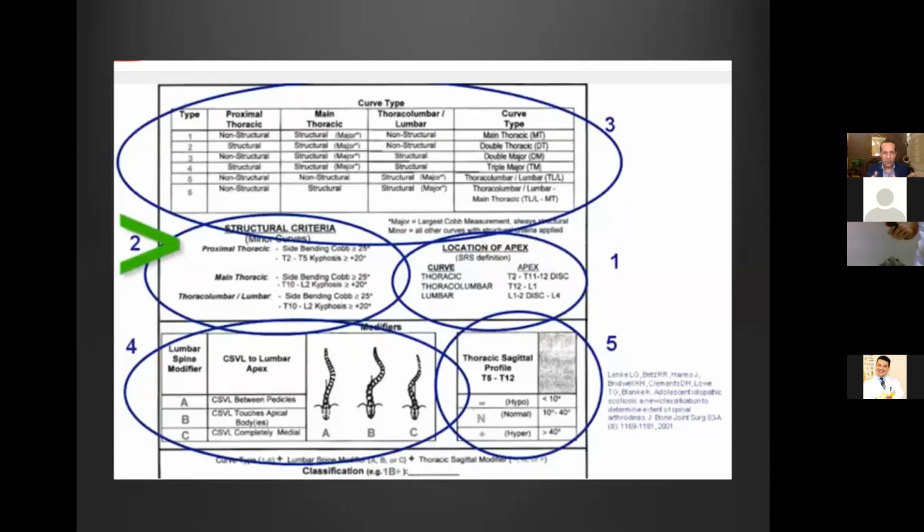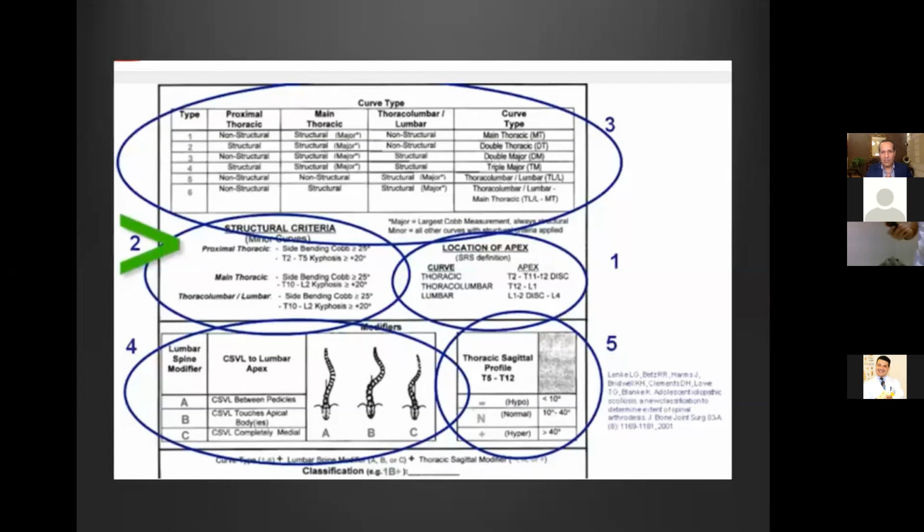After these two steps, where I know where the apex is and what the structural criteria are, I can classify the curve in this language. As an example, type 1, the main thoracic, means that only the main thoracic is structural, but the other curves, the lumbar, thoracolumbar, and proximal thoracic, are minor, and we don't want to fuse them. So in the main thoracic, we fuse only the thoracic. In type 2, which is the double thoracic, we fuse all of the thoracic, the proximal and the main thoracic.